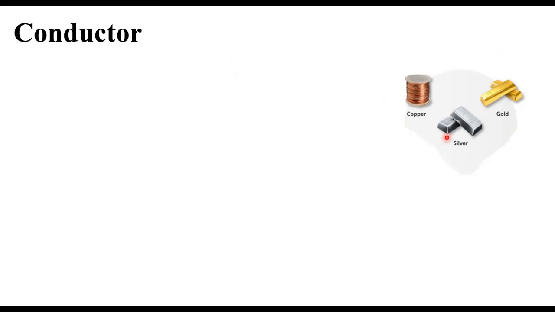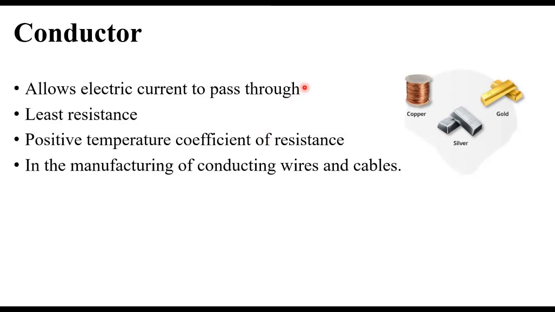So these are some examples of a conductor. We can say that when voltage is applied across the terminal of a conductor, electric charge carriers, usually electrons or ions, move easily from atom to atom, thus leading to the flow of electric current. So we can see here, the first 2 points are interconnected. That is, since it offers least resistance, it allows electric current to pass through it.